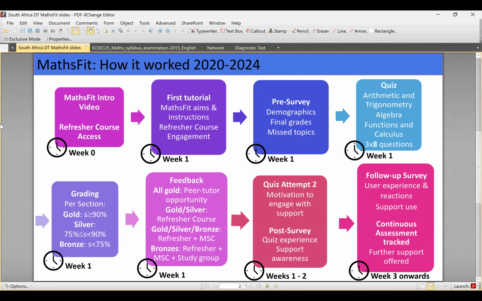But for the last few years, it's all been on our Brightspace, which is our VLE here at UCD. So this is integrated into their module. They have a tab on their module, Maths Fit, and there's an introduction video. And there is also a refresher course, which is just a series of Numbas exams. So that was Numbas.